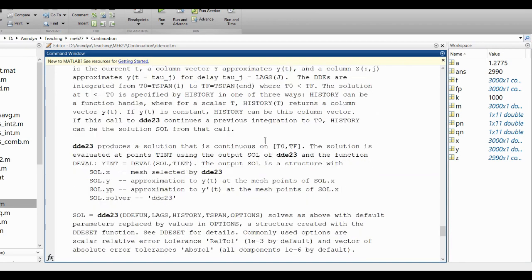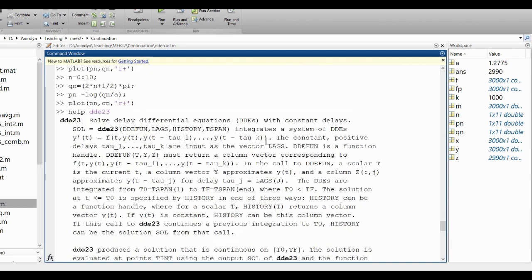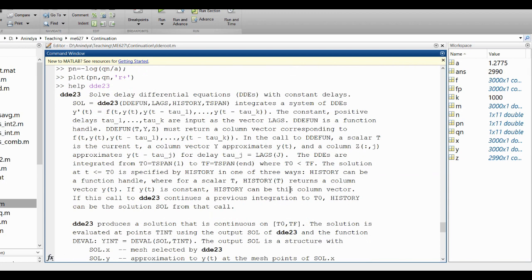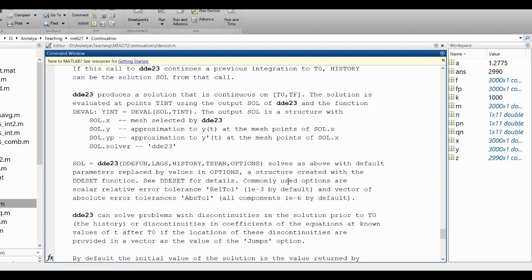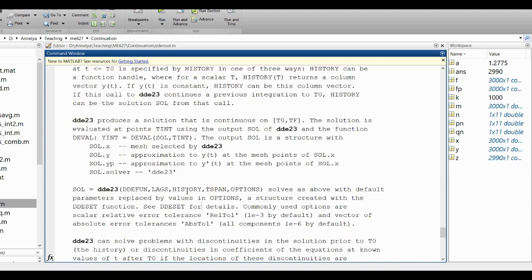So the simplest way to use DDE23 is, let's see, you can define your error options. That's important. So you have the function DDE fun, you have to give it the lags in a series, you have to give it a function that gives you the history, that is the initial function, okay, and tspan. So we might as well do it.